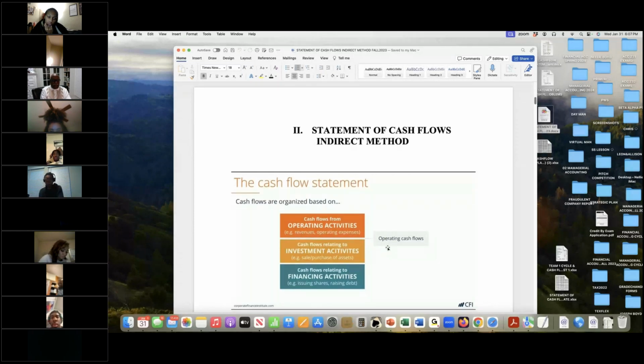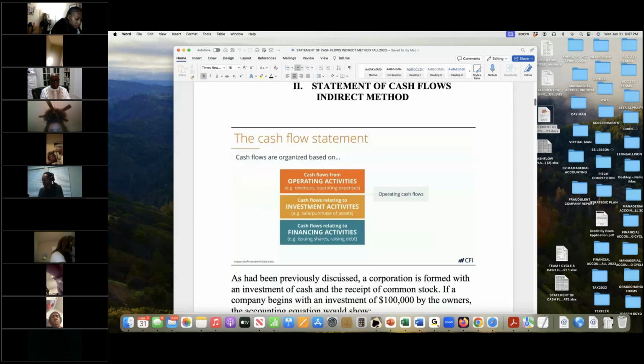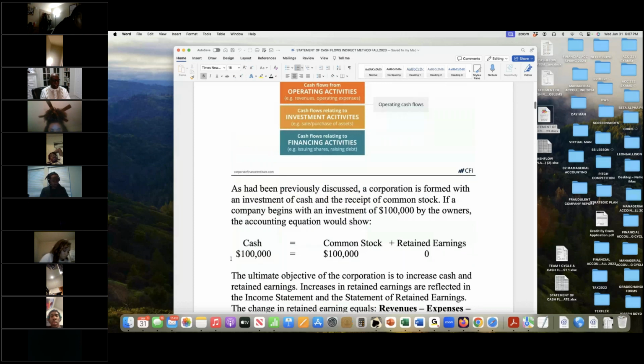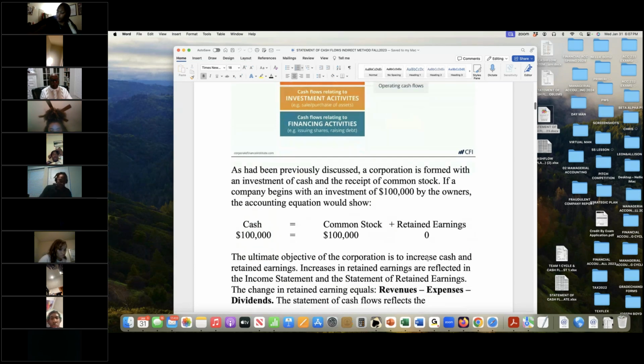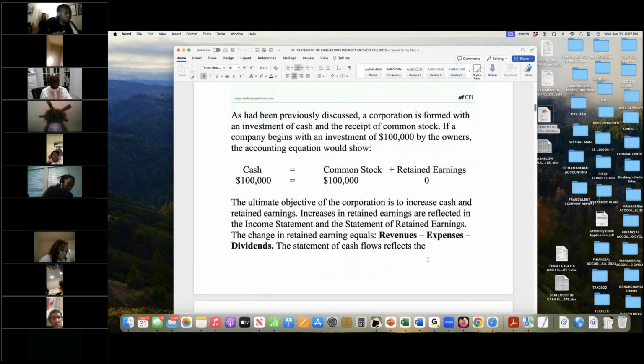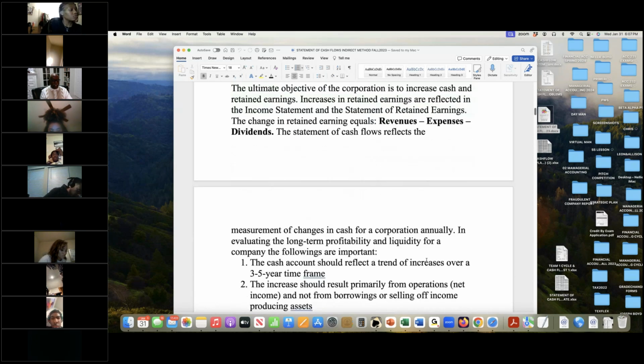And when we look at a company, there are three sources of cash: operations, investing, and financing. The three sources of cash. And the purpose of a company is to, once you form that company with common stock, at the end of the day, increase the cash through earnings. You must increase the cash through earnings. And we have to make sure that that's happening.